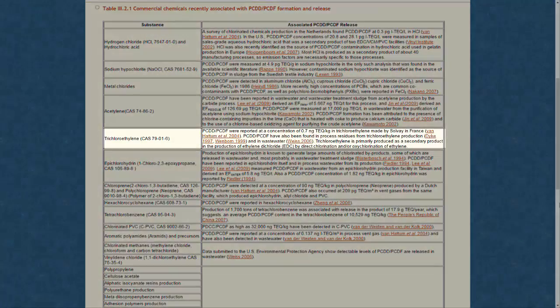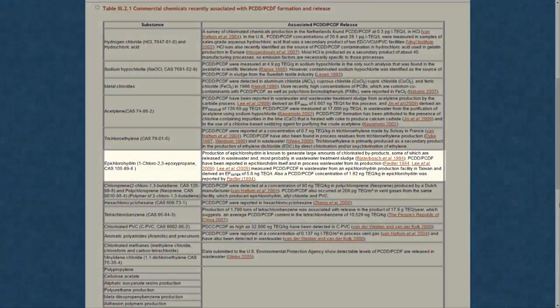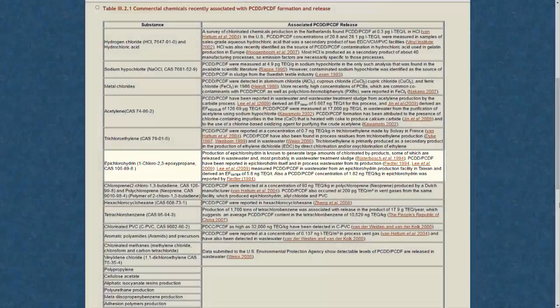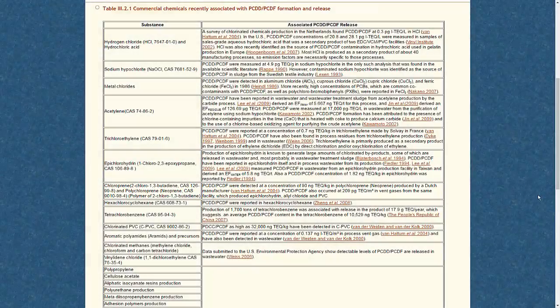Trichloroethylene, another secondary product of PVC production, also has widespread industrial uses. Epichlorohydrin is used in the manufacture of epoxy resins, synthetic glycerin, and elastomers. Chloroprene is the monomer of polychloroprene, also known as neoprene, which is used in many consumer products.